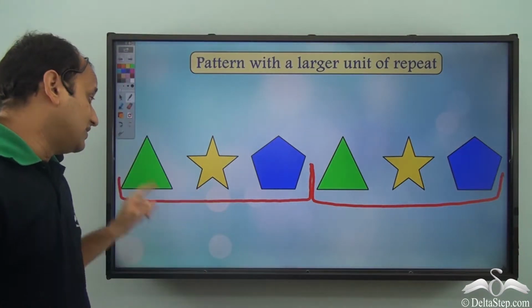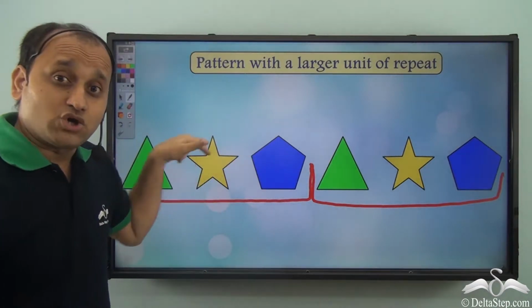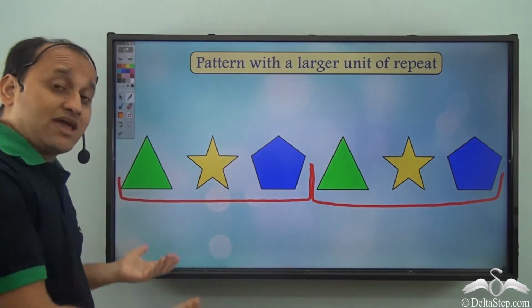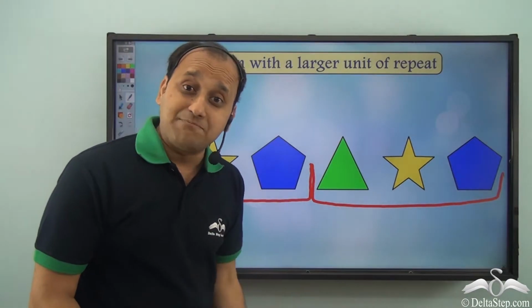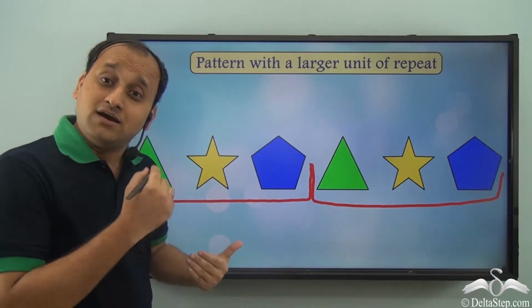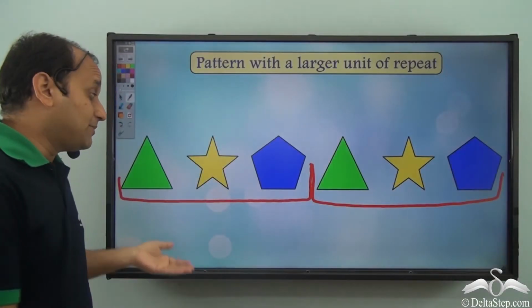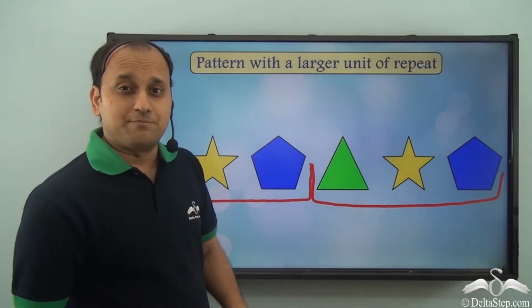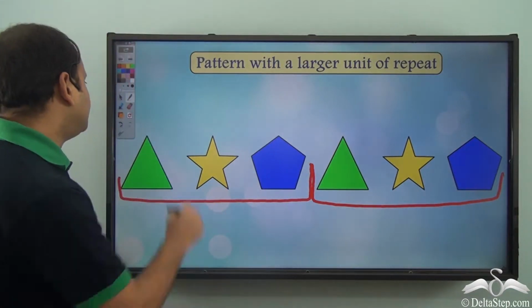And what is the size here? Well, we have three objects or three designs. So three objects together are making up one unit of repeat. So this is larger than what we had seen earlier. So this is also an example of unit of repeat which is much larger than the previous examples. Now let's see one more.